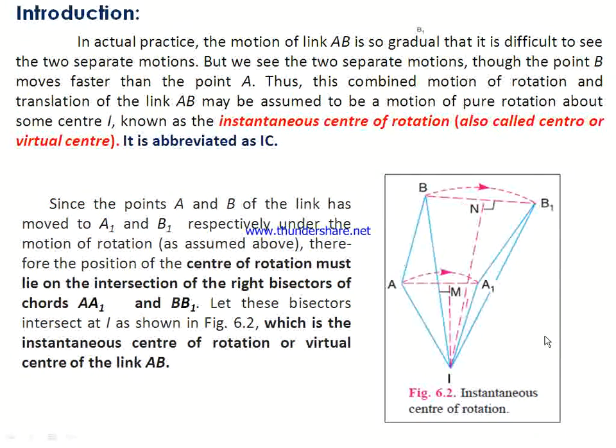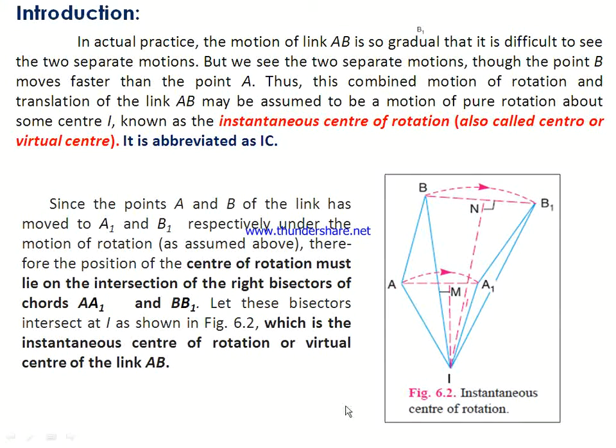Now in this figure, this link AB, which has both the translation and rotational motion, rotates about this point I, the instantaneous center of rotation. Now since the points A and B of the link have moved to A1, B1 respectively under the motion of rotation as assumed above, therefore the position of the center of rotation must lie on the intersection of the right bisectors of the chords AA1 and BB1. So these are the chords AA1 and BB1. These two are the right bisectors of AA1 and BB1, and if they are drawn, they will intersect at point I, the instantaneous center of rotation.